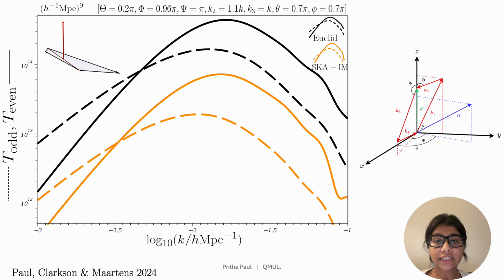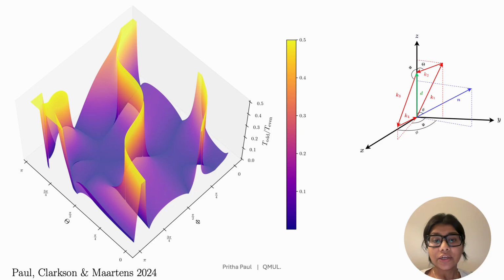So the key thing from this plot is that as we go to larger scales, so as we move past the equality scales, we see that the odd trispectrum takes over for both the Euclid and the SKA-like survey. So it is important as we go up to higher scales that we take into account these effects. We also did a bit more investigation because the T-odd and T-even depended heavily on the configuration of the quadrilateral.